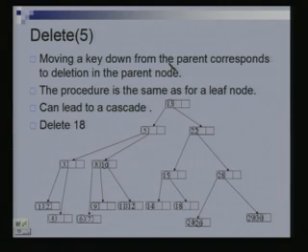ठीक है. So moving a key down from the parent node corresponds to deletion in the parent node, deleting a key from the parent node. This procedure will be the same as that we've done so far in this leaf node, but it can lead to a cascading. Right? Cascading as in उसने अपने पेरेंट से बोरो किया, उसका पेरेंट अब खाली हो गया, तो उसको जो है अपने पेरेंट से बोरो करना पड़ा, उसका पेरेंट खाली हो गया, ऐसे ऐसे ऊपर तक जा सकता है. राइट, and we'll see that happening in this example now.